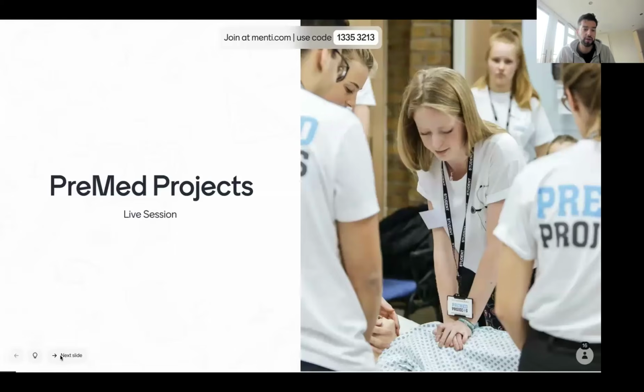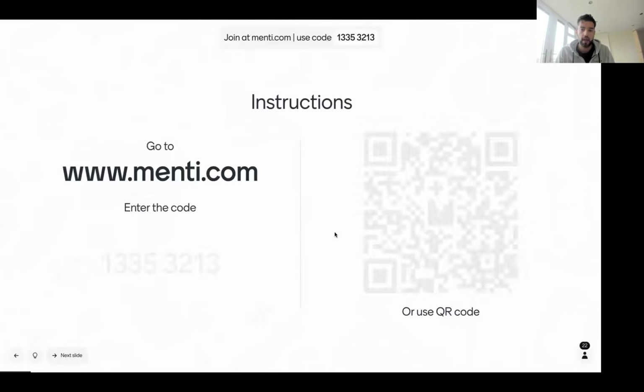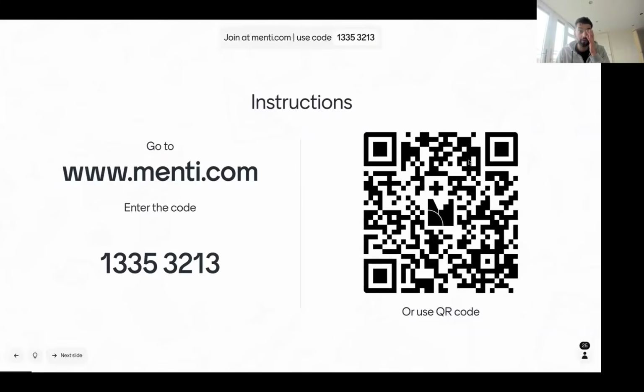Right, so as I said, today we're going to be talking about surgery. As usual, for all of the live sessions, we're going to be using menti.com. You can either scan the QR code to join the Menti, or you can go to menti.com and type in the code that you can see on the screen now.